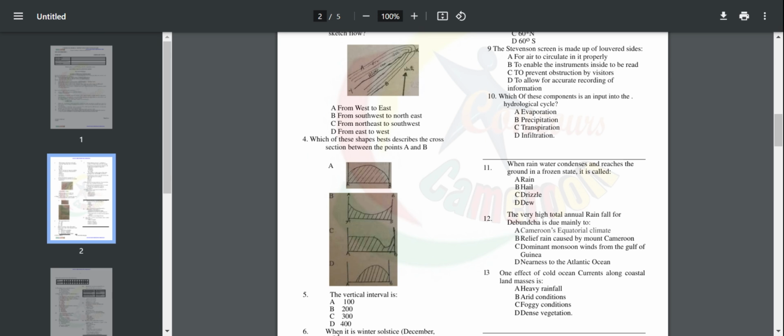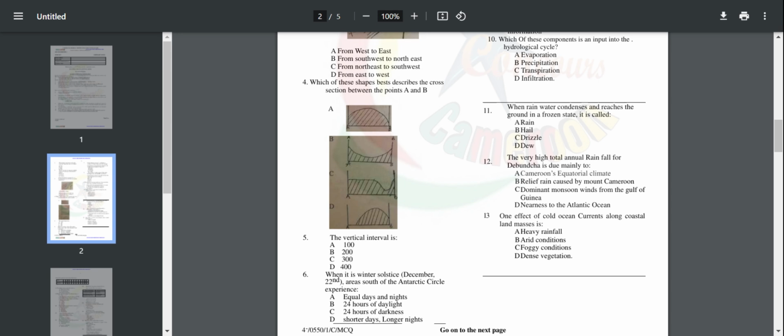Question 4. Which of these shapes best describes the cross section between the points A and B? The answer is B.